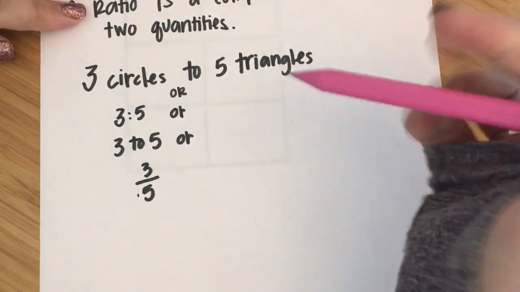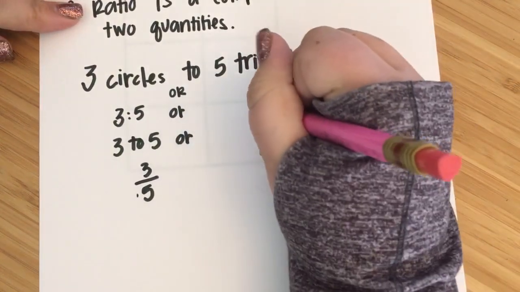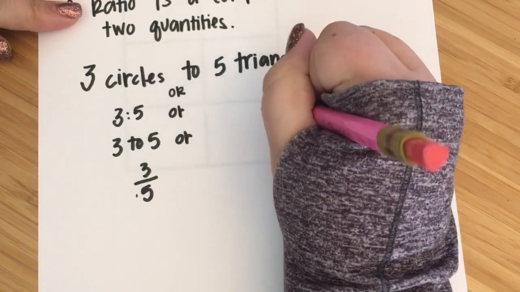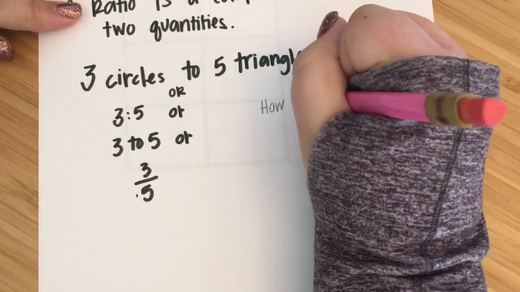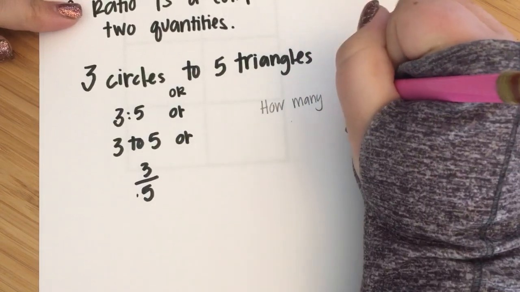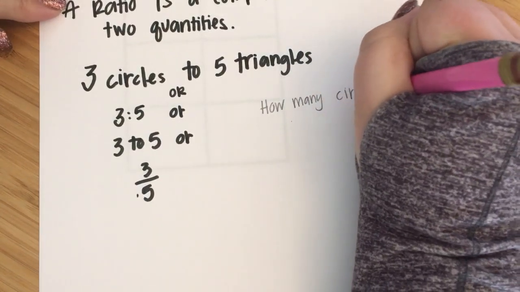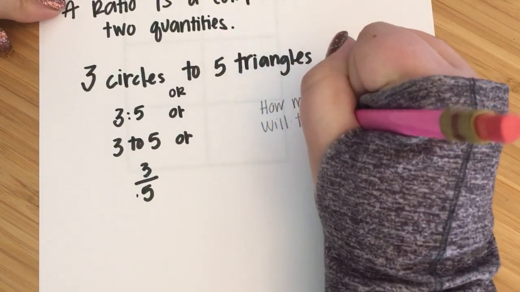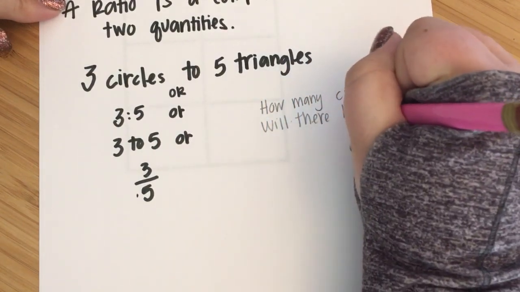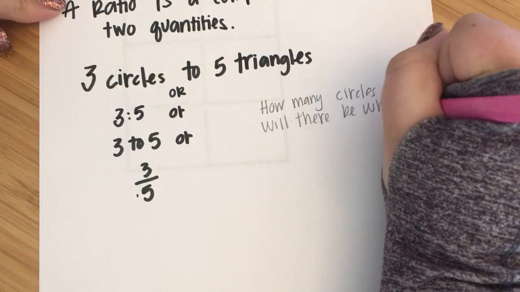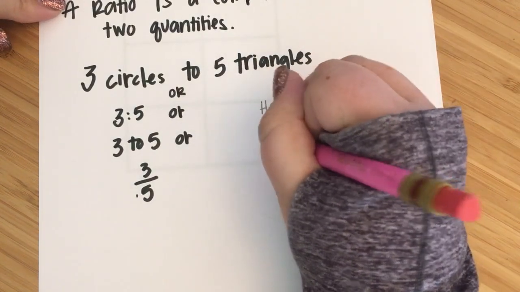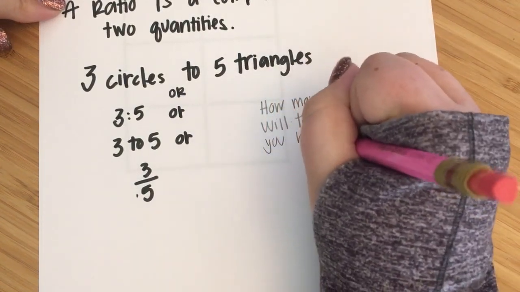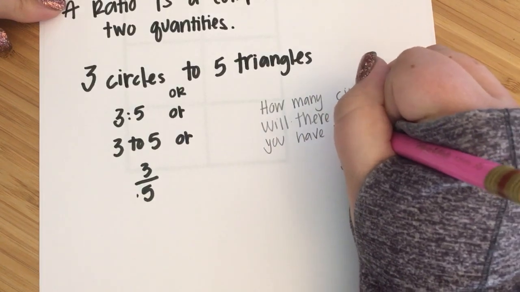So I'm going to grab my pencil because I want to go back to unit 1. I know it seems like a really long time ago, but in unit 1, we looked at factor puzzles. So let's try one right now just to refresh our memory. So let's say we have this ratio of 3 circles to 5 triangles. But how many circles would there be if I had 15 triangles?